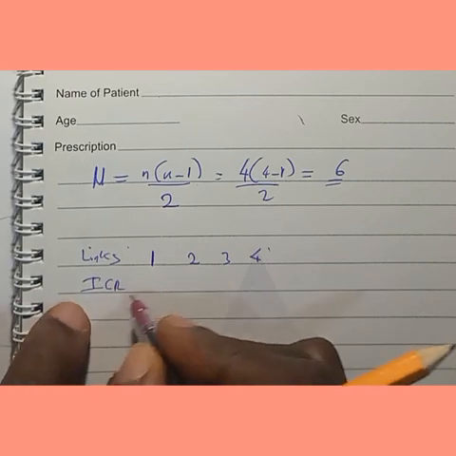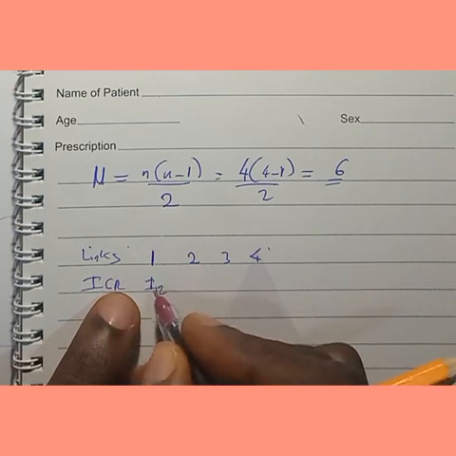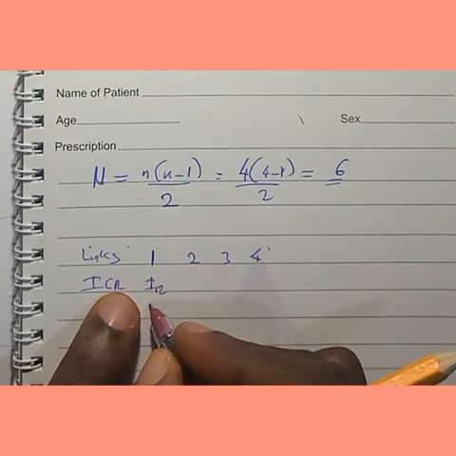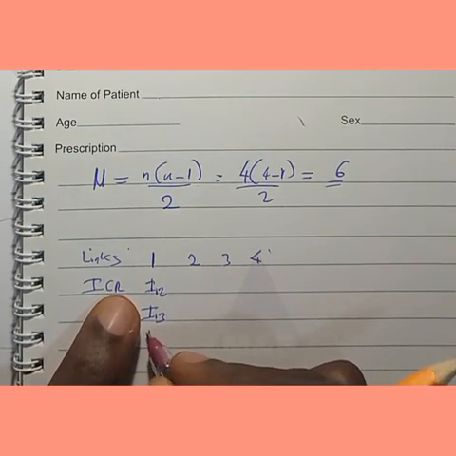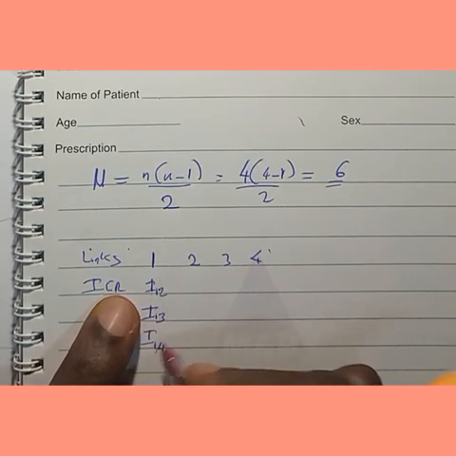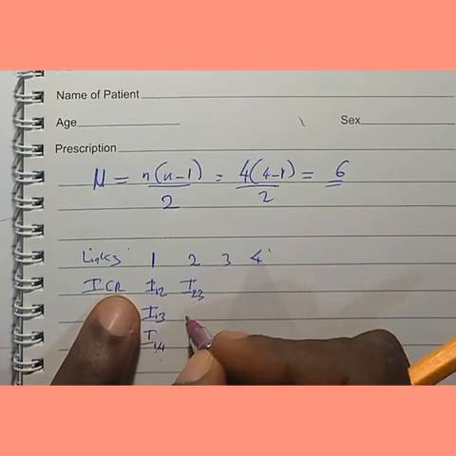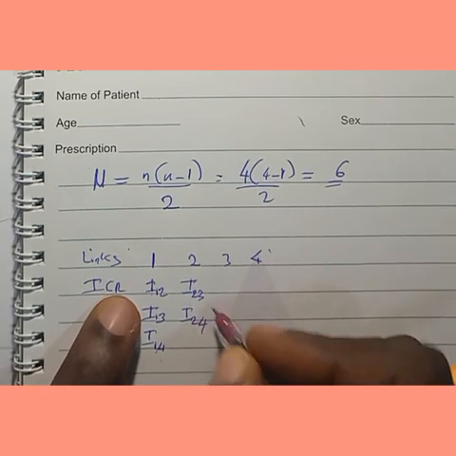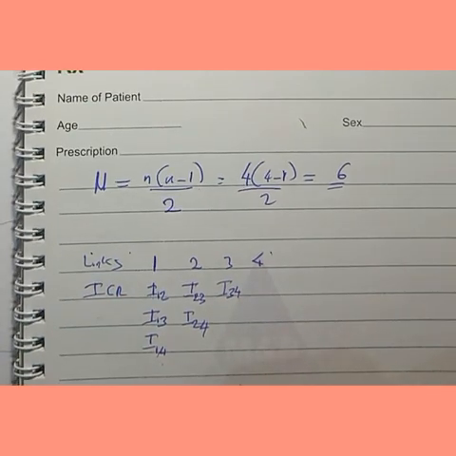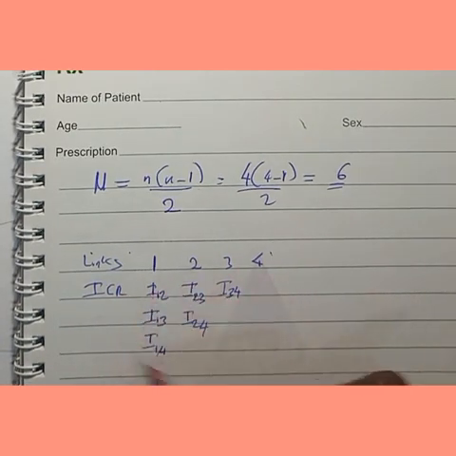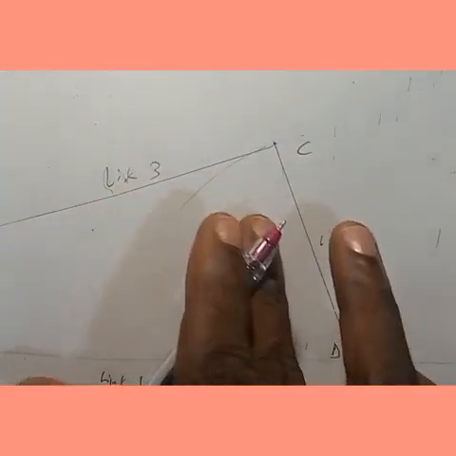ICR, that's instantaneous centers. So now here you have I12, 1 with 2, and then you have I13, 1 with 3, and then you have I14, 1 with 4. So you come here, you have I23, you have I24, and then you also have I34 here. So the next thing is, since you have 6 instantaneous centers here, you are going to locate them on this mechanism here.